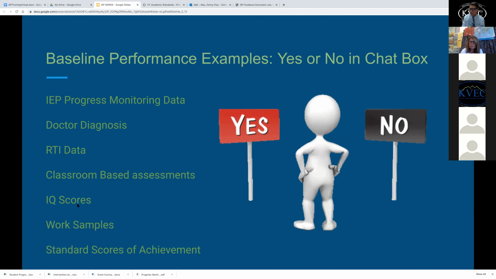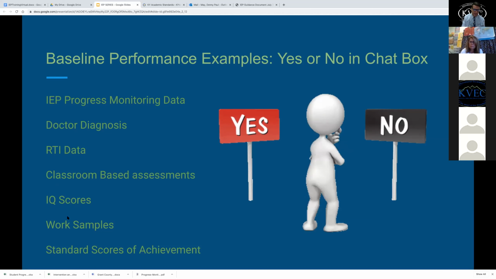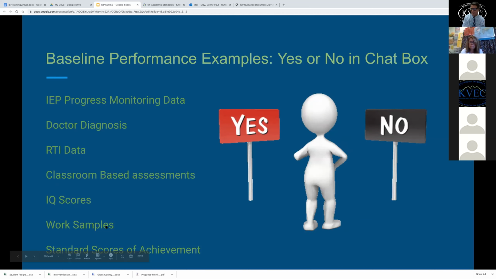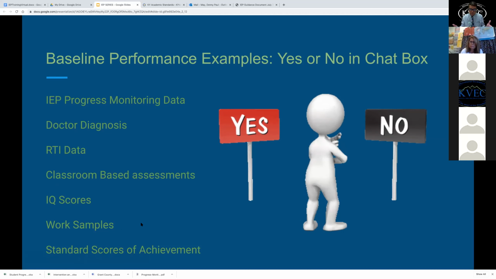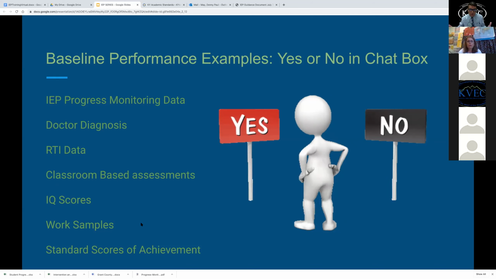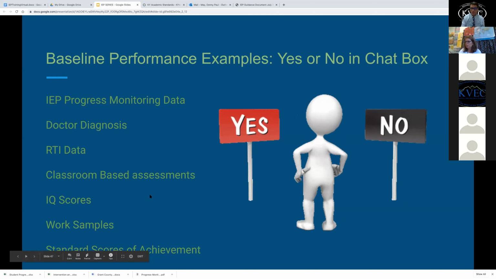IQ score is not an example of that. Your work samples are not an example of that, unless you put a score with it and you do the exercise of determining what the baseline is. And then standard scores of achievement are not examples of baseline information.